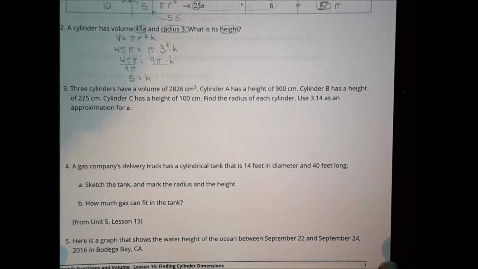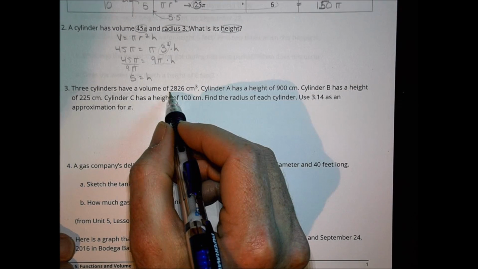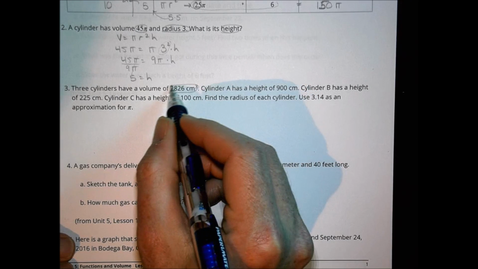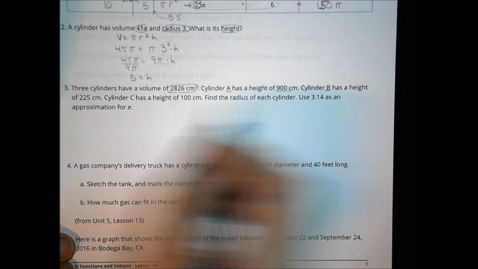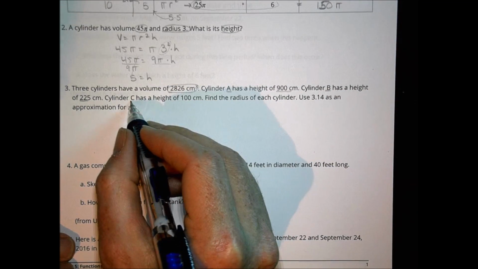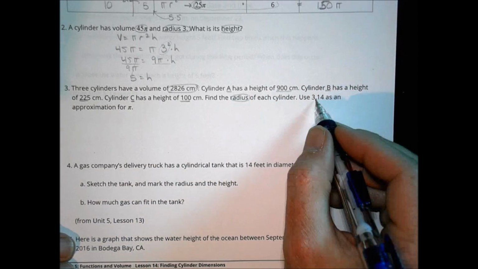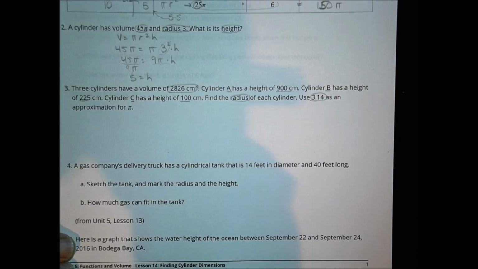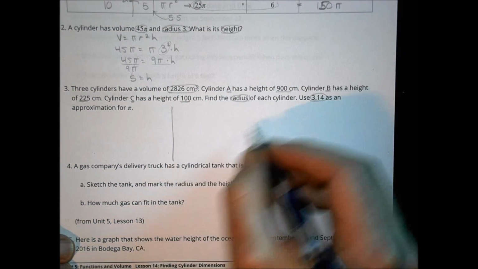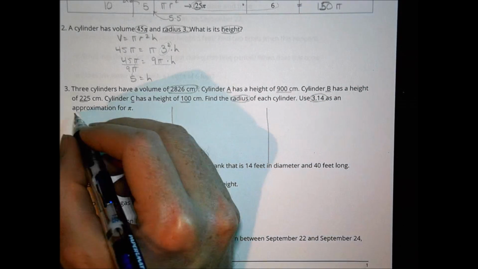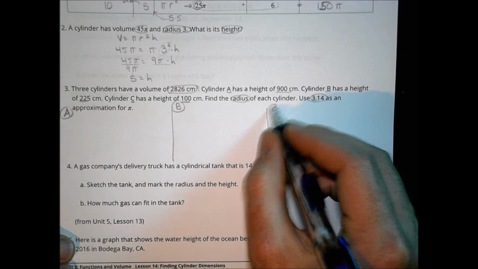Number 3. Number 3 says that there are 3 cylinders that have a volume of 2,826 centimeters squared. Cylinder A has a height of 900, cylinder B has a height of 225, and C has a height of 100. Find the radius of each cylinder and use 3.14 as an approximation for pi. So we're going to need to do basically 3 different math equations here. One for A, one for B, and one for C.